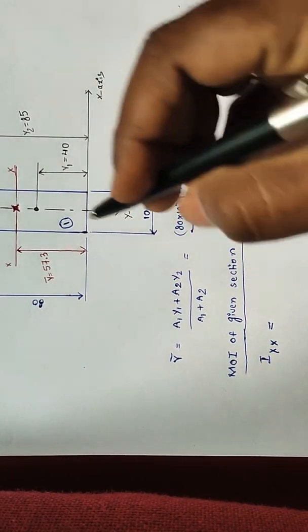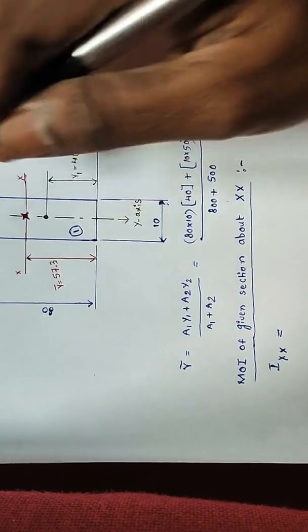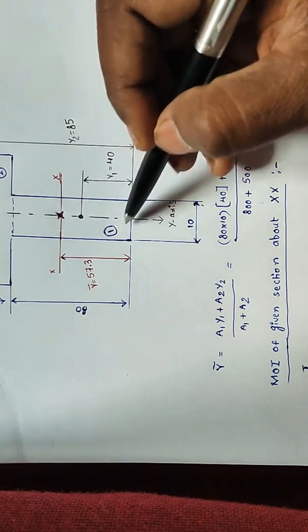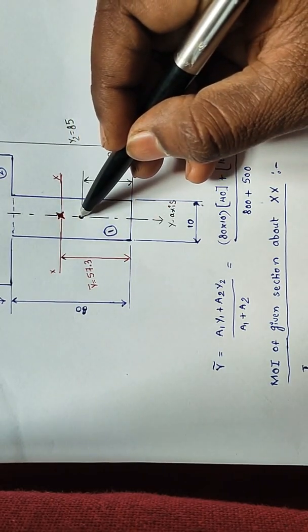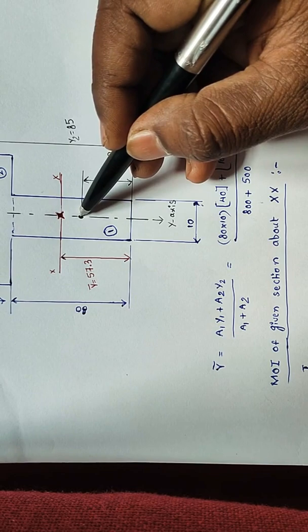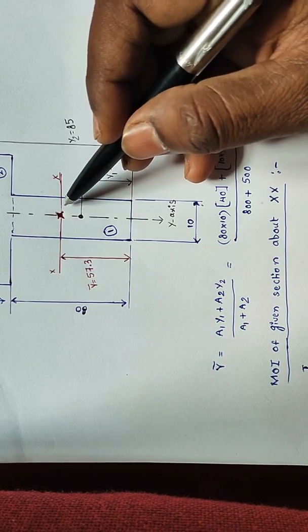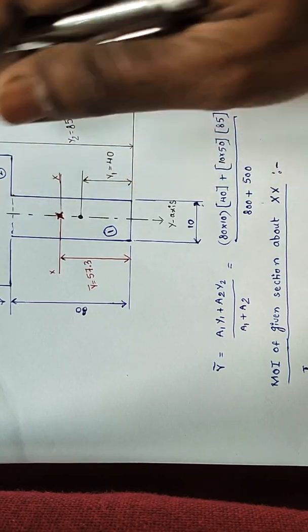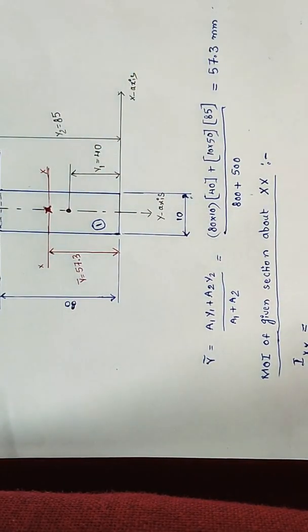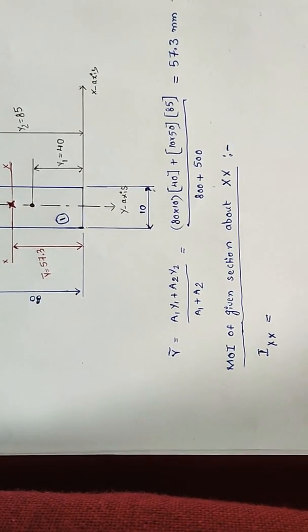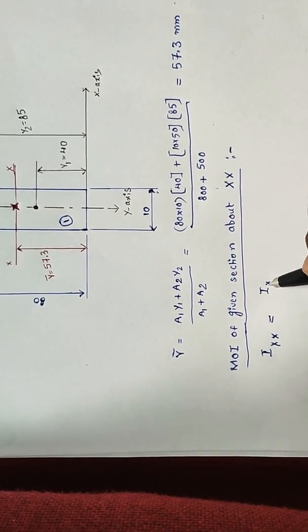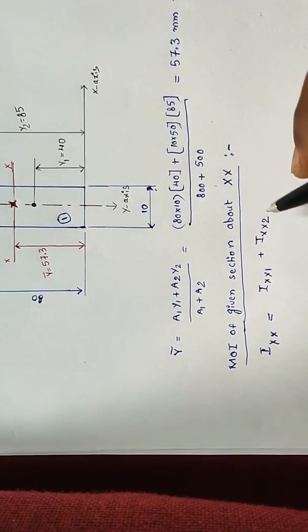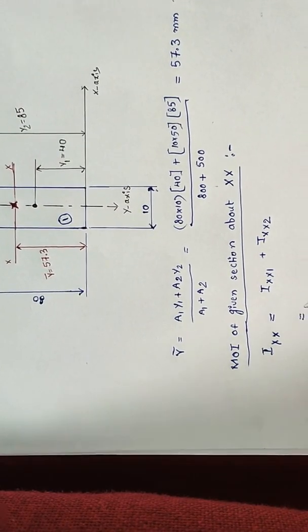Ixx will be equal to, so here we have again two elements, rectangle 1 and rectangle 2. For this rectangle 1 again we have one centroid, so with respect to this centroid we have to find the moment of inertia, and by considering the other centroid also we have to find the moment of inertia. So here Ixx will be equal to Ixx1 plus Ixx2.